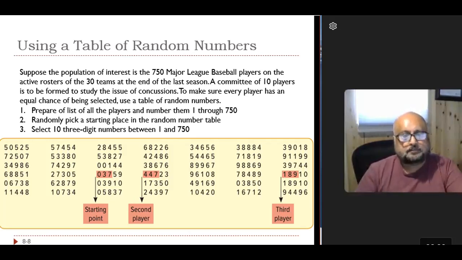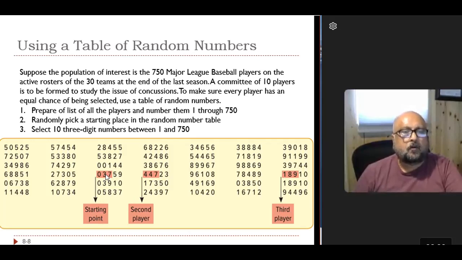How do we do that? You can simply look at the table randomly and, where your eyesight goes, pick a 3-digit number. So here, for example, we got this 037. That means 37, right? 037, a 3-digit starting point.